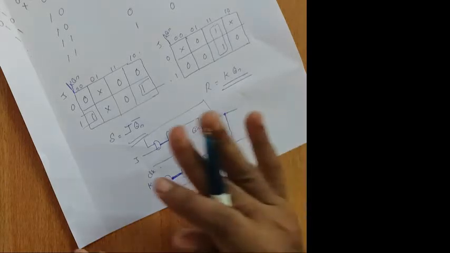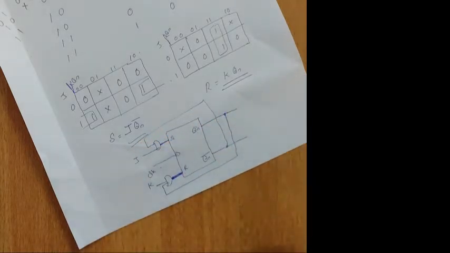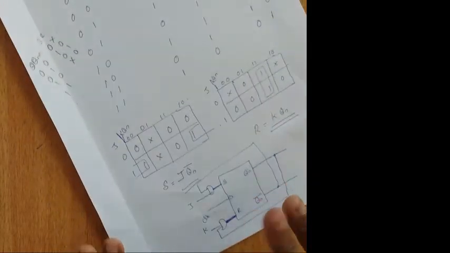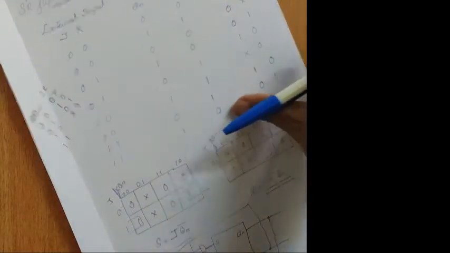This is how you convert an SR to a JK flip-flop. So with the help of the JK flip-flop, you find the excitation of the SR flip-flop. I will show you one more.